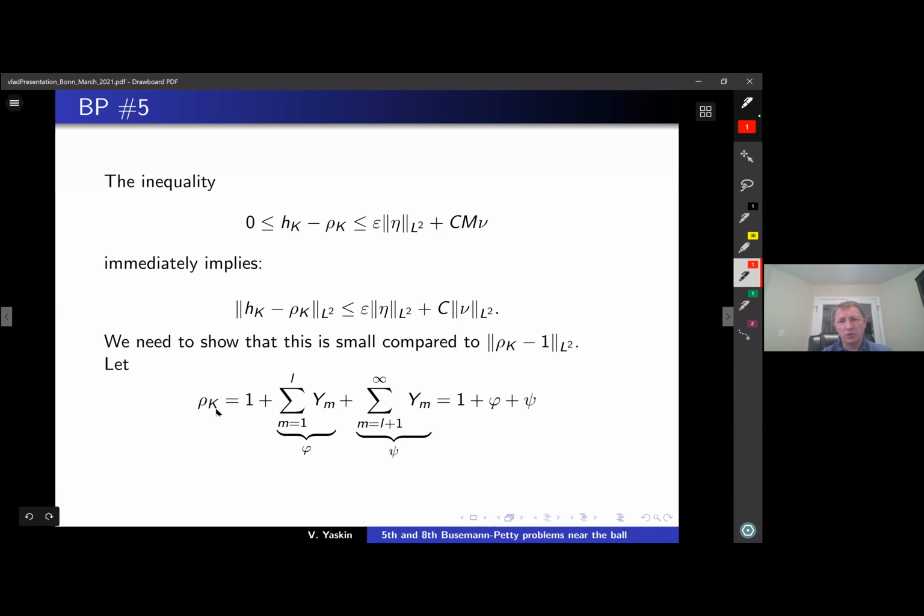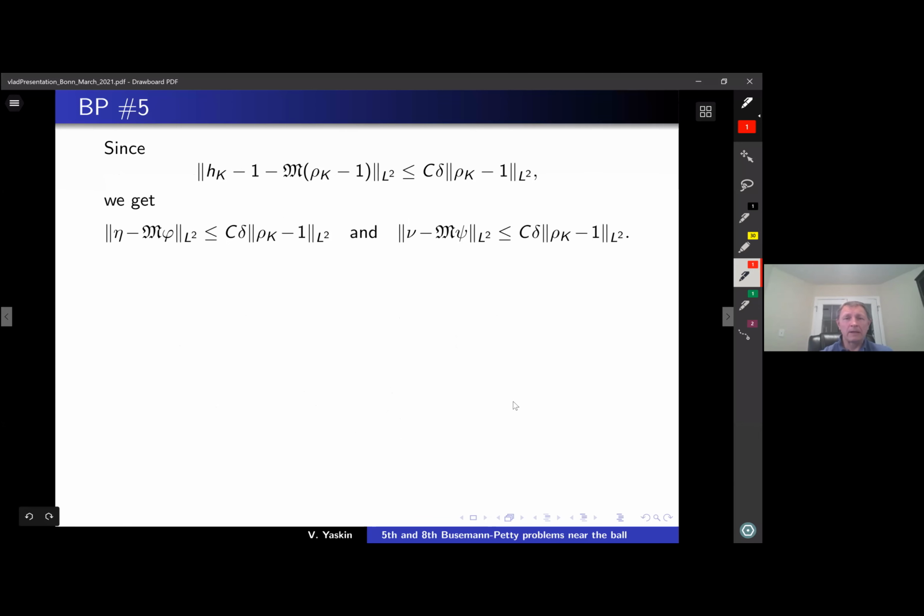And again, this is not difficult. If you write rho k again as a sum of spherical harmonics, phi will be the terms from 1 to L, psi will be the terms from L plus 1 to infinity. Then what do you get? We already had this inequality above, right? We proved it above. So if you project the left-hand side to the subspace of harmonics of degree from 1 to L, you get this inequality. And if you project it to the subspace of harmonics from L plus 1 to infinity, you get this inequality, right? And from here and here, you can estimate the L2 norms of eta and nu.